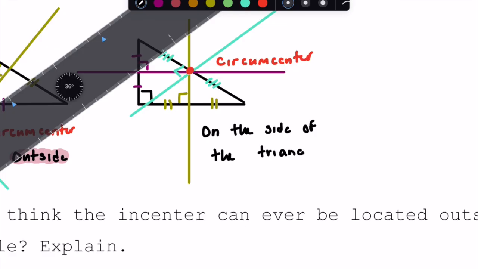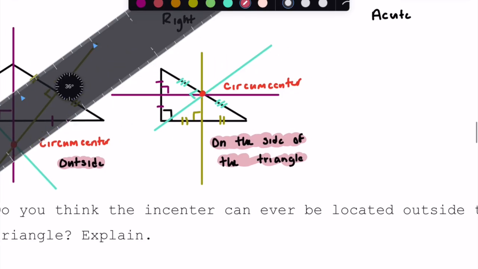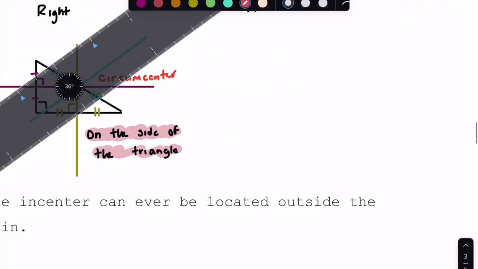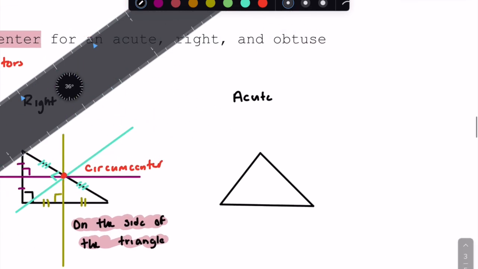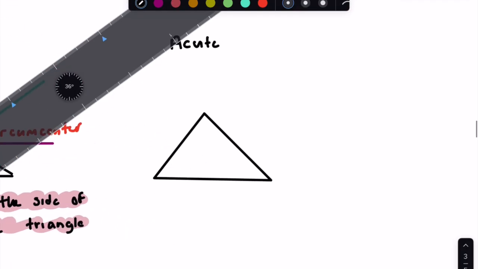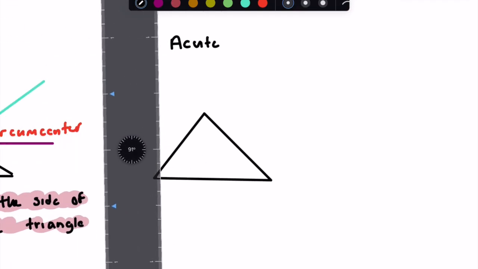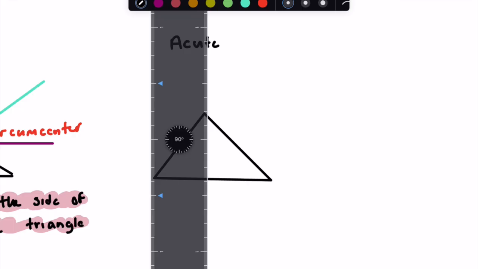So for obtuse triangles, the circumcenter is on the outside, and for right triangles, it's on the side of the triangle. I bet you can guess what acute is based off of that. So if I draw myself an acute triangle right here, and let's draw our bisectors. So we have the first one, come on, 90 degrees.